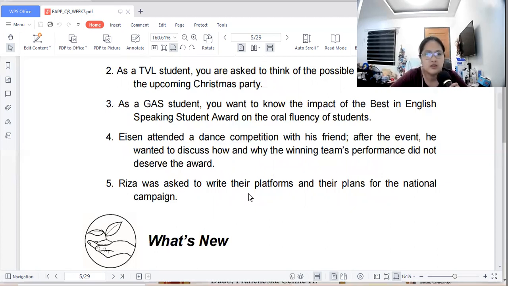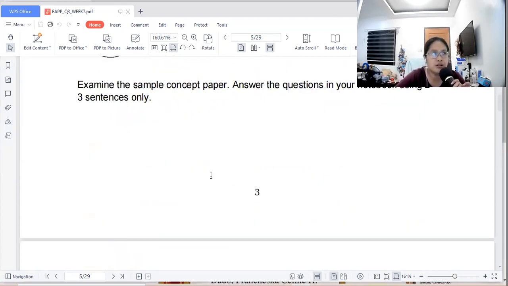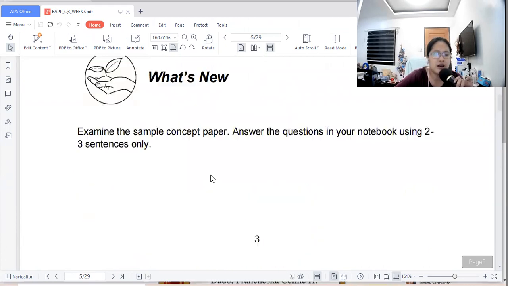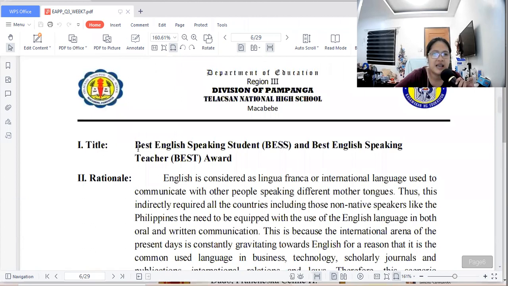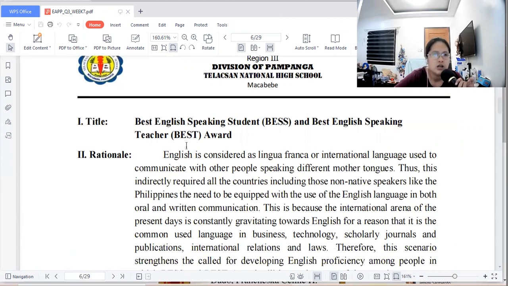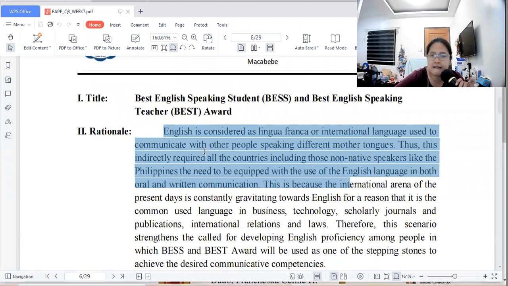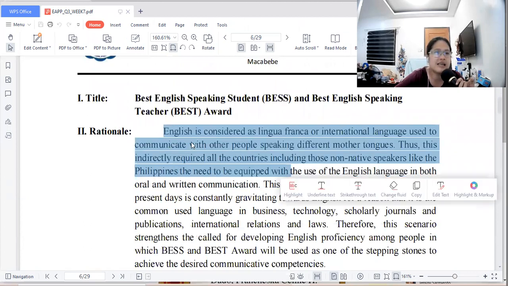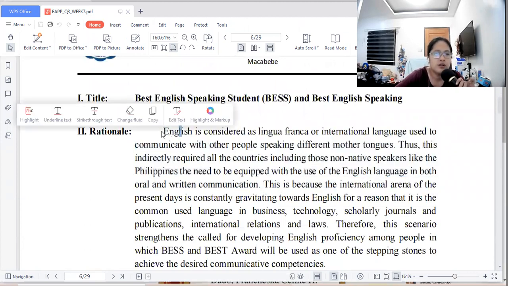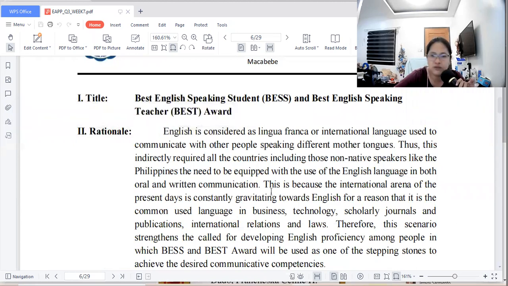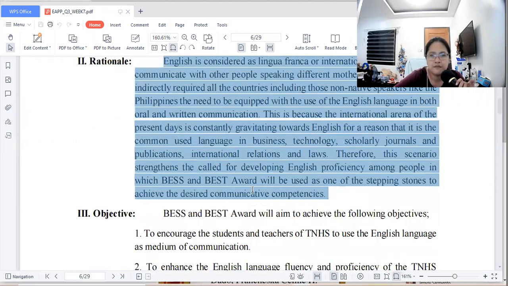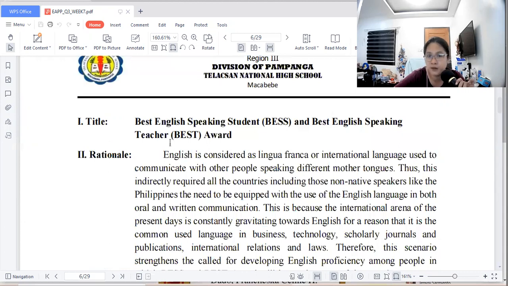So now you know. Now we have a sample concept paper. The title is Best English Speaking Student and Best English Speaking Teacher Award. There's the rationale, where you explain the idea behind it. This is like the intro. You explain the logic of doing this award, this particular project.